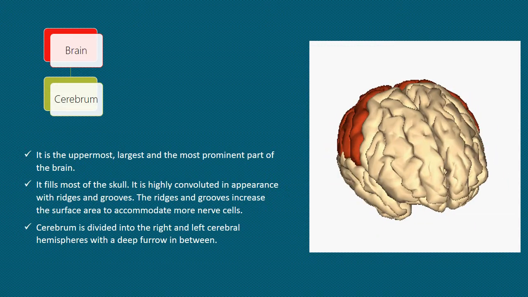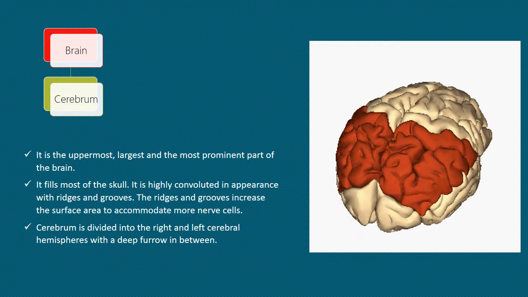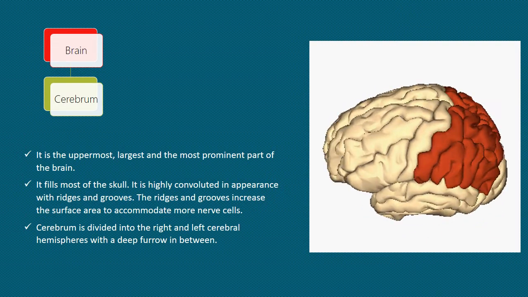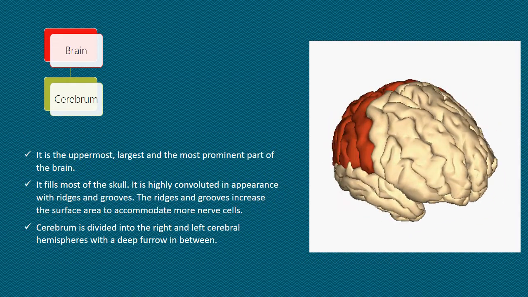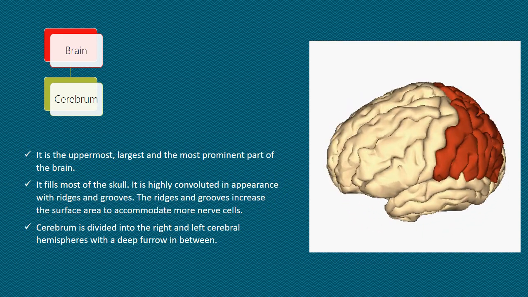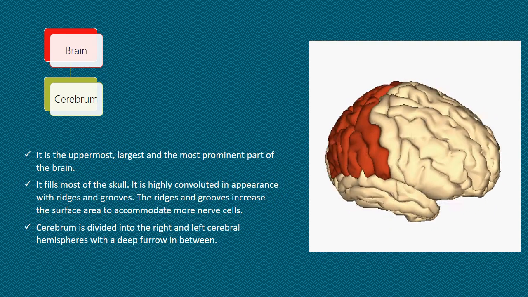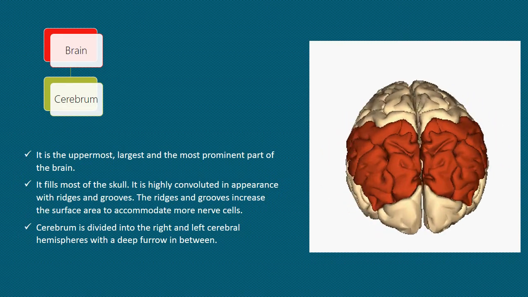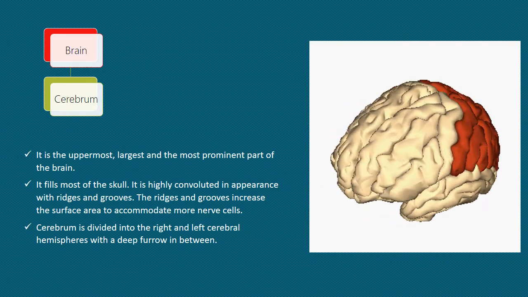Cerebrum is divided into the right and left cerebral hemispheres with a deep furrow in between. It is responsible for the sensation of pain, temperature, touch, sight, sound, taste and smell. It also controls mental activities such as memory, intelligence, thinking and reasoning.